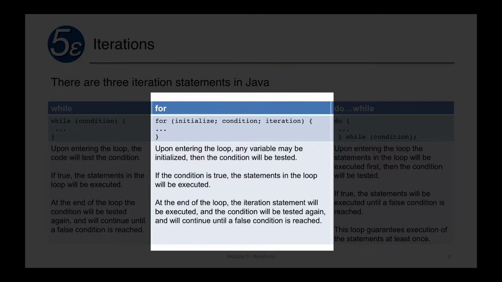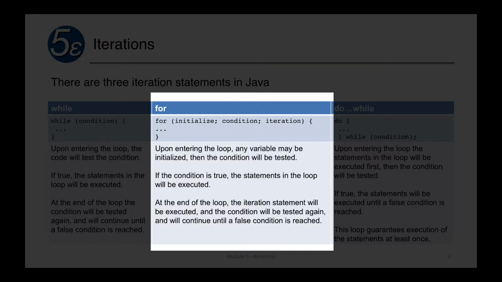The second one is a for statement. We have an initialize statement, which is the first statement executed in the for loop, then our condition that we will test, and an iteration statement. It combines the 3 primary things of a loop. The way it reads is upon entering the loop, any variable may be initialized. So we might see int i equals 0. I can actually do a declaration at the same time. My condition might say i less than 100.